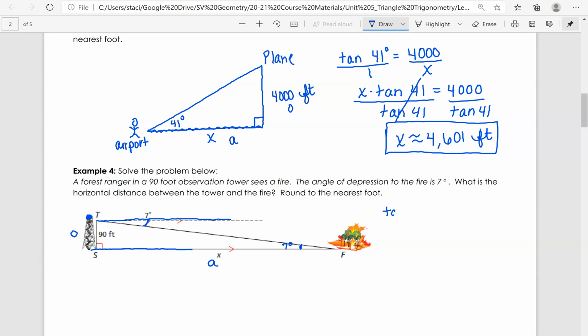So I have the tangent of 7 equals 90 over x, and then cross multiply and divide by the tangent of 7. We're being asked to find the distance, and we're going to round to the nearest foot, so the nearest whole number. And so we get that the horizontal distance is about 733 feet.